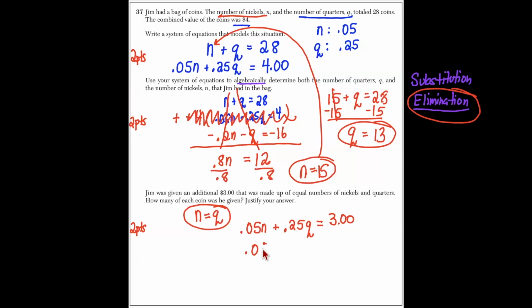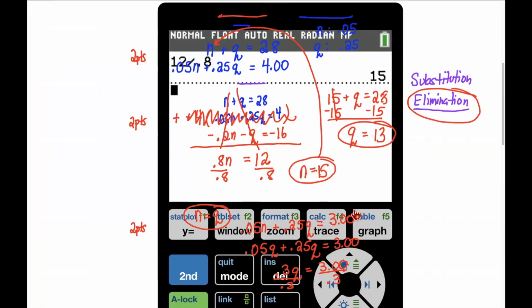Either substitute the q in for here or the n in for here. And I could say 0.05, let's keep it at q, plus 0.25q is equal to 3. 0.05 plus 0.25 is going to be 0.3q is equal to 3. Now I'm going to divide both sides by 0.3. And again, if I'm not sure of the math itself, don't forget, there's no shame in taking your calculator and dumping it into there.